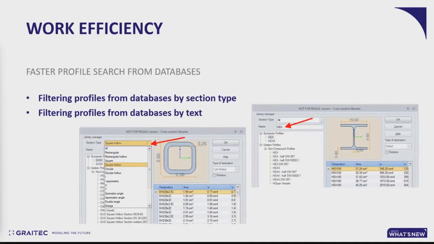The next point is related to faster search of steel profiles from databases. The first change is the possibility of filtering sections by type. For example, to see only C sections or rectangular hollow sections from all databases. We can also filter sections by text. For example, we can start entering the producer name, and the list of available libraries will be automatically narrowed. Again, all that makes finding steel sections faster and easier.